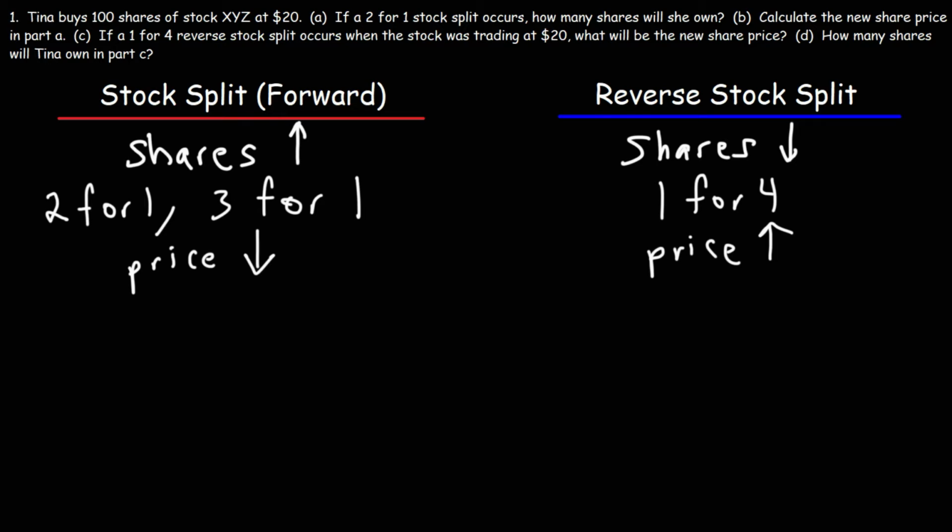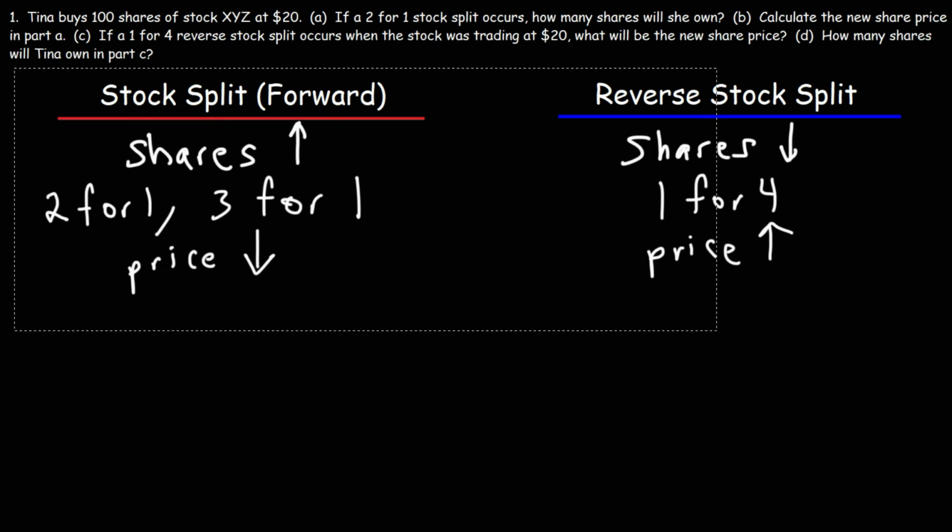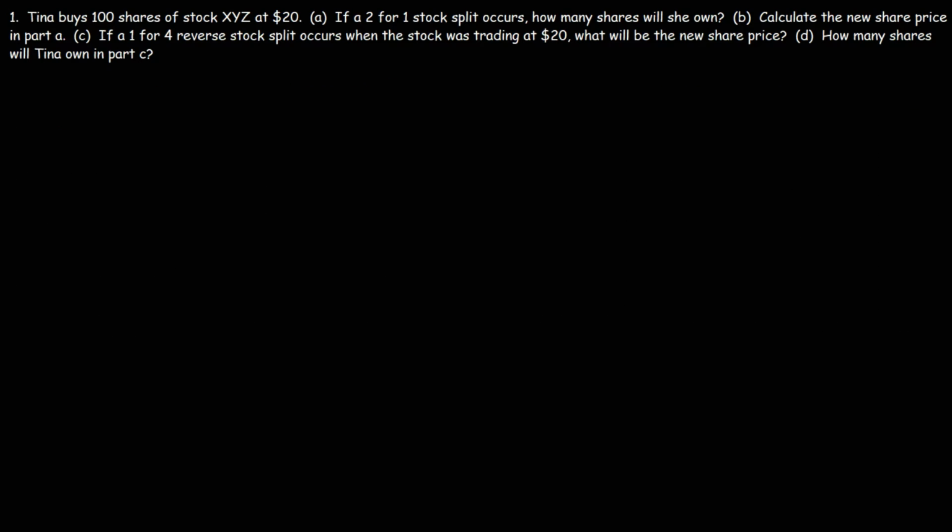So what we're going to do now is work on some math problems that will help you to see the effect that a forward stock split and a reverse stock split have on the number of shares that an investor may own and also the price of those shares. So let's get rid of this and let's start with this problem. Tina buys 100 shares of stock XYZ at $20. Part A. If a 2 for 1 stock split occurs, how many shares will she own?